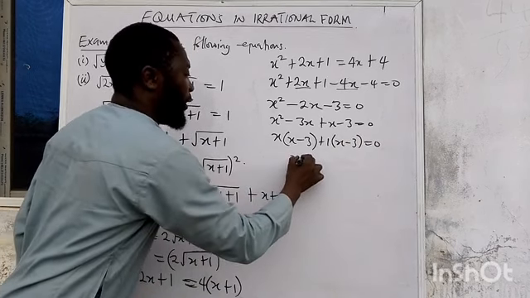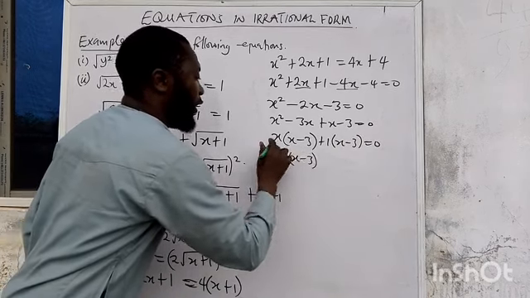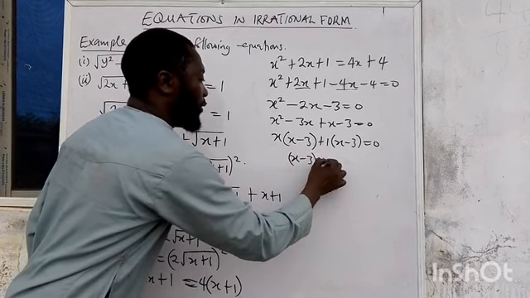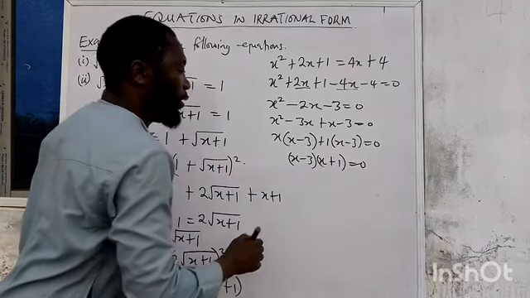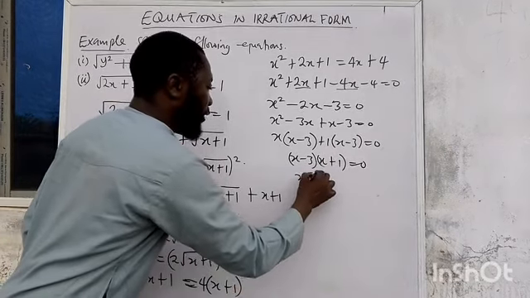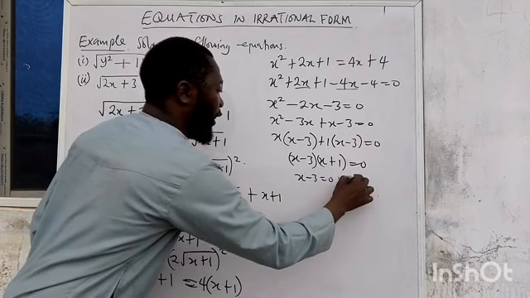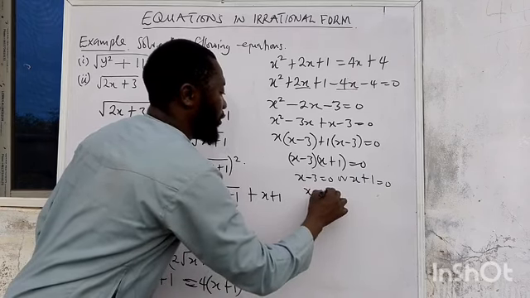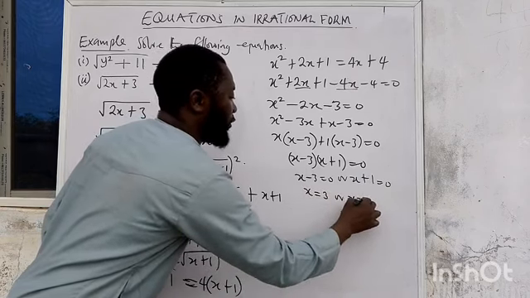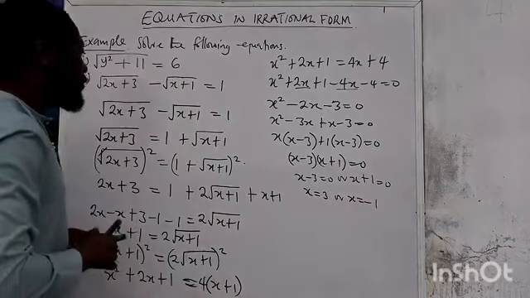So now you have (x − 3), then (x + 1) is outside: (x − 3)(x + 1) = 0. Now from here, x − 3 = 0 or x + 1 = 0, meaning x = 3 or x = −1. Now let's go back to this.